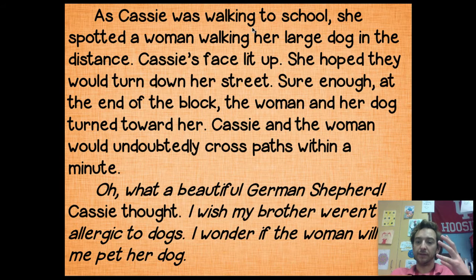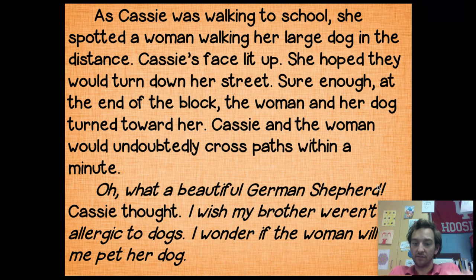So we got lots of clues here. We can make some inferences on Cassie's life. First inference I can make is that she really likes dogs. I know this because she's talking about how she really wants her to come down the street. It says her face lit up. She hoped they would turn. And then she said, "Oh, what a beautiful German Shepherd." So she really likes this dog.